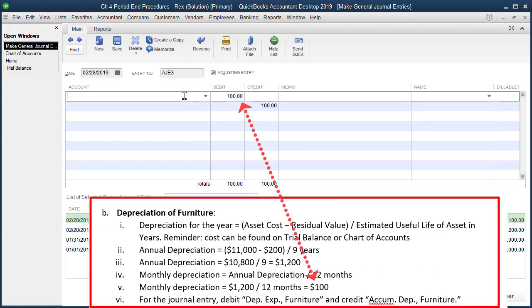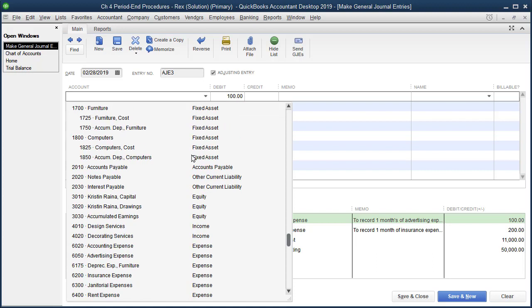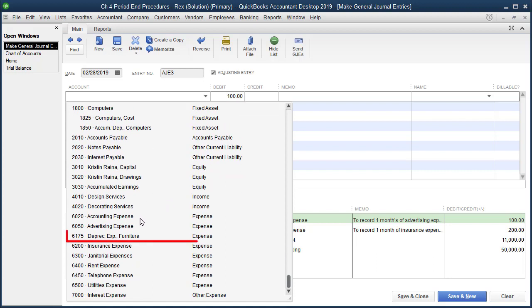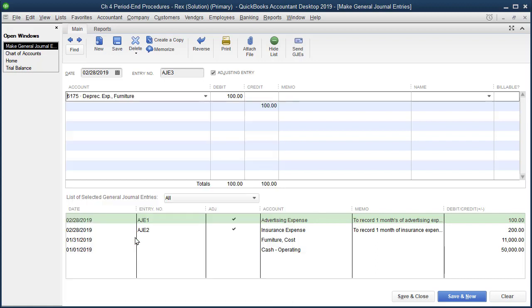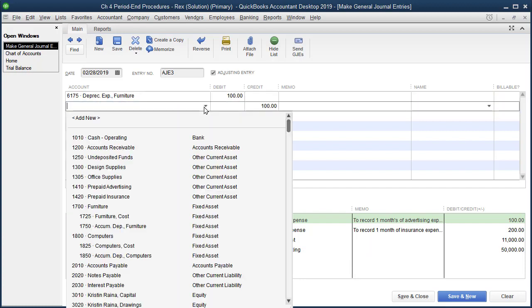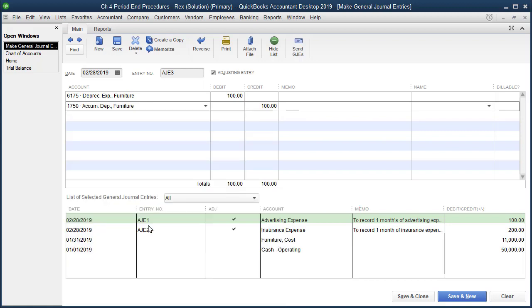Now we just need to figure out what the accounts are. When we record depreciation, the debit is an expense. Let's see if we've already got the depreciation expense in the chart of accounts, and we do right here. Depreciation expense, furniture. So the expense is going up with the debit. And then we have to increase accumulated depreciation on the furniture, which is right here. Notice it's a fixed asset account. So we click on that.